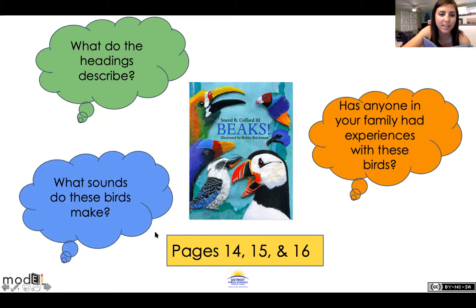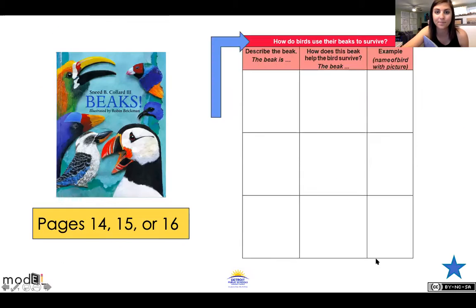All right, let's take a look at that blue cloud. What sounds do these birds make? So I've attached some videos, make sure you watch them beforehand. And this orange cloud. Has anyone in your family had experiences with these birds? So I attached some videos. I'd like you to watch them. And have you ever seen those birds? Has anybody in your family seen those birds? Whoever you're with, make sure to ask them.